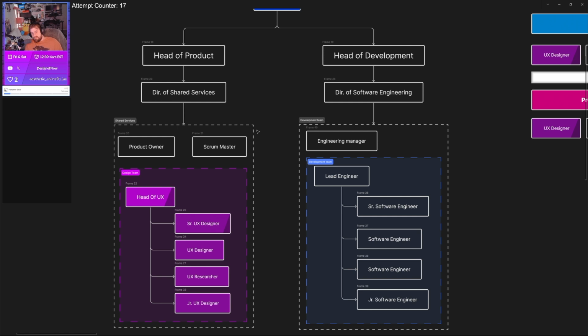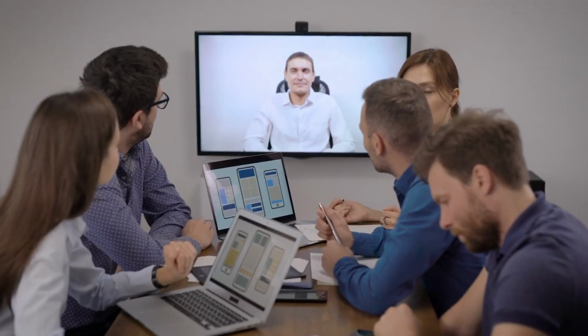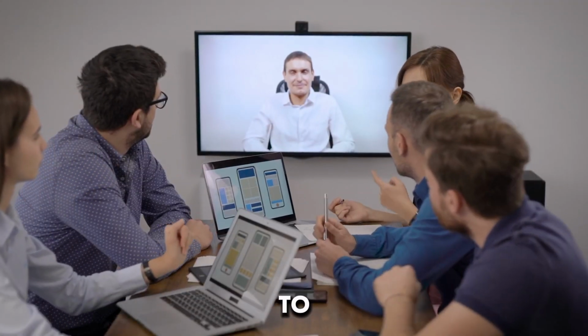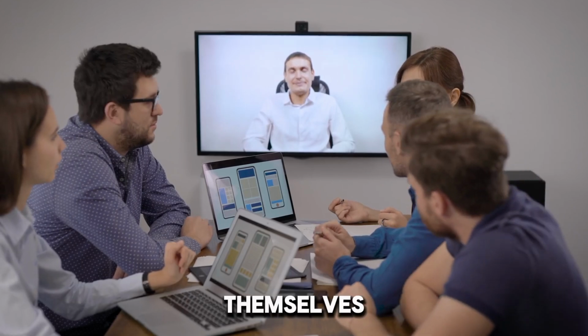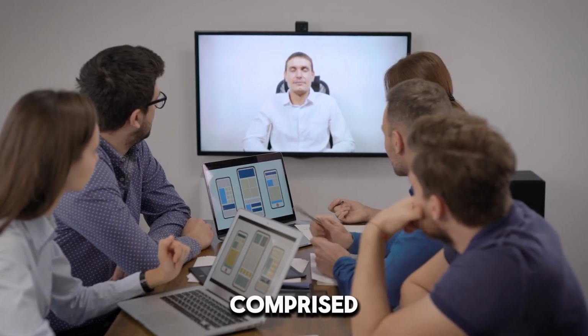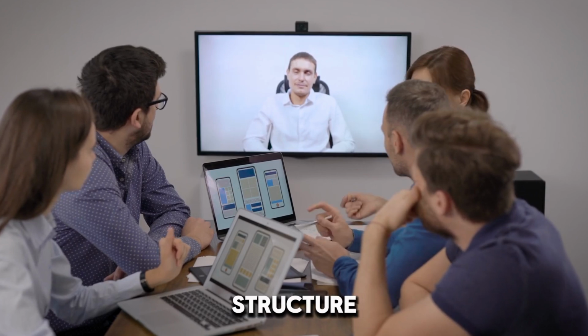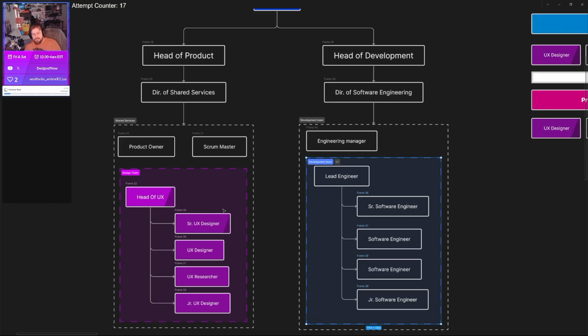On the flip side, on the head of development, you have a director of software engineering, and underneath them it's a lot more streamlined. You just have the individual teams and an engineering manager to handle multiple teams. And the teams are comprised of a very similar structure to the UX design team, because there's a lot of crossover between UX design and software engineering. A lot of the practices done in one can actually be applied to the other.